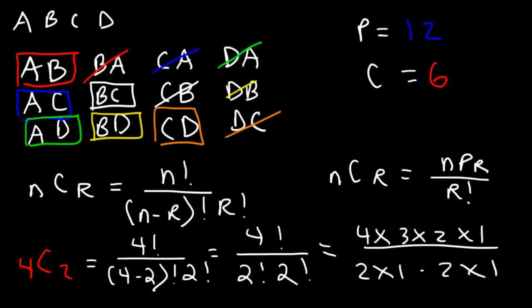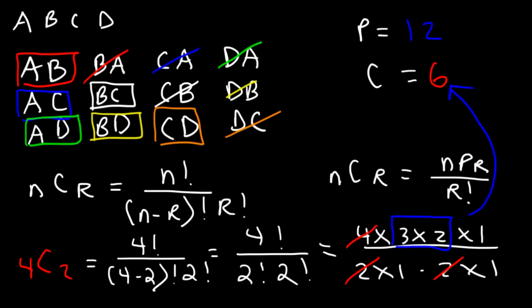It turns out that 2 times 2 is 4. So we could cancel those 2's with the 4 on top. We could ignore 1 because 1 times anything won't change the value. So what we have left over is 3 times 2. 3 times 2 is equal to 6.